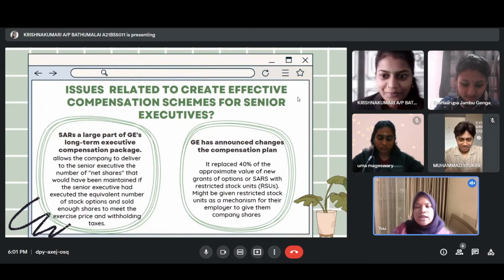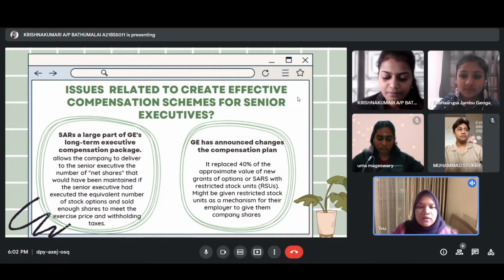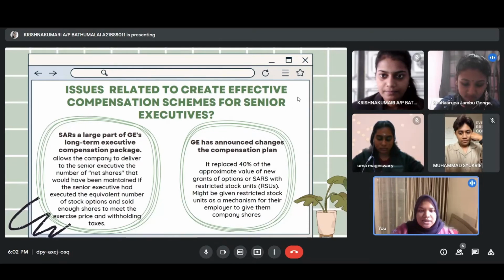It does allow the company to deliver to the senior executive the number of net shares that would have been maintained if the senior executive had exercised the equivalent number of stock options and sold enough shares to meet the exercise price and withholding taxes. For the second issue, it replaced 40% of the approximate value of new grants of options or SARs with RSUs, which is restricted stock units. It might be given as a mechanism for the employer to give them the company share. So for the challenges, I will pass to Shukri.